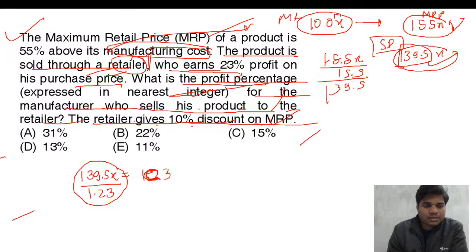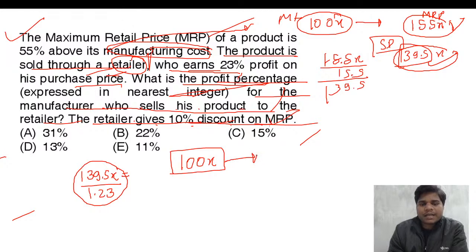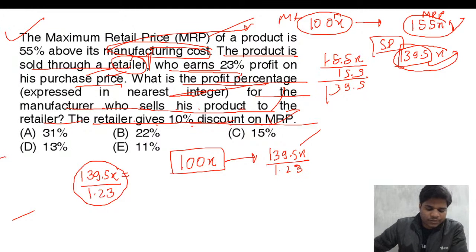This is a little intense calculation. So now let's see what we have. We have the manufacturer cost, that is 100x. After that it has been sold to the retailer at this price. Whatever we get here will be the profit percentage for the manufacturer. So how will I do this calculation? Just a second, let me see if anyone there got the answer. Okay, no.